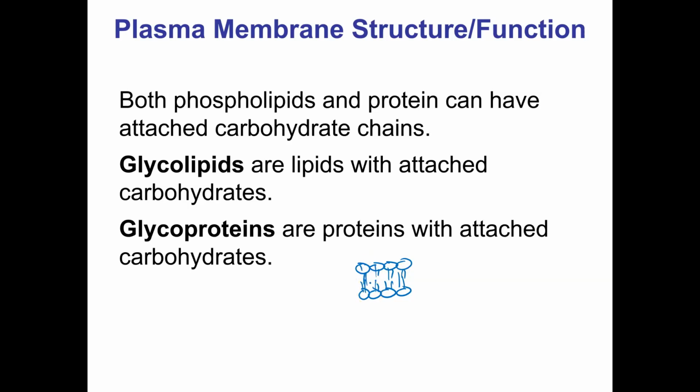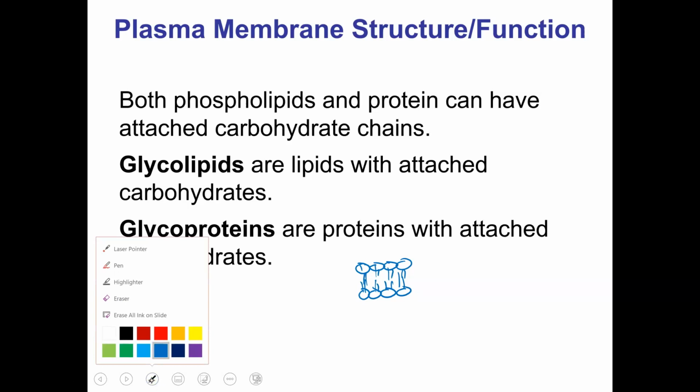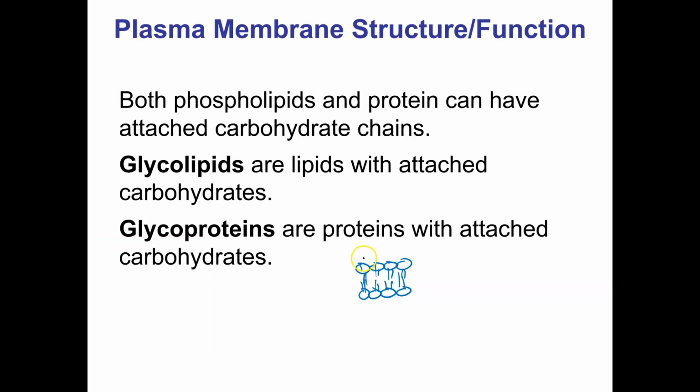Okay, and then you might have, and I'm just going to put this as a glycoprotein. Okay, so there's your protein. And then you might have a carbohydrate attached right here to this lipid, and that would be called a glycolipid. Or you might have a carbohydrate attached here to this protein, and that would be called a glycoprotein. Okay, and so now, as I said before, let's look at what that membrane looks like.